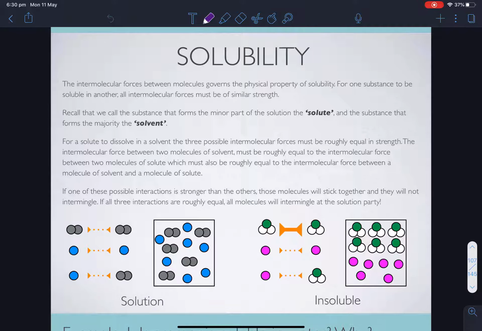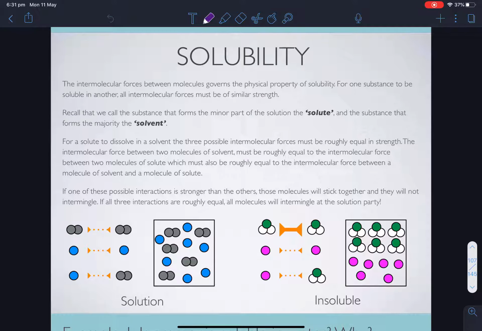The intermolecular forces between molecules govern the physical property of solubility. For one substance to be soluble in another, all the intermolecular forces must be of similar strength. We're not just talking about something soluble in water here, we're talking more generally. Most of this course, when we talk about solutions, we mean stuff dissolving in water because it's the most common here on Earth, but we have to start general.